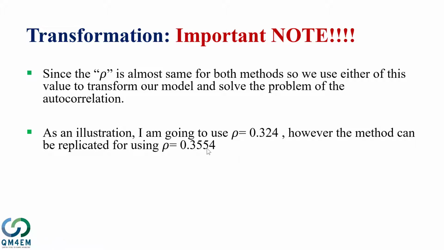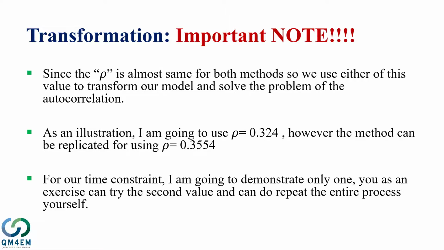It's up to you, whichever value you use. At the end of the day, it will solve the problem of autocorrelation. Both values will solve the problem of autocorrelation, and these two values are not totally different from one another. For that reason, I will just use one value, rho equal to 0.324, and I would advise you, if you want to try it, you can try rho equal to 0.3554 at a later stage as a practice to understand this process.